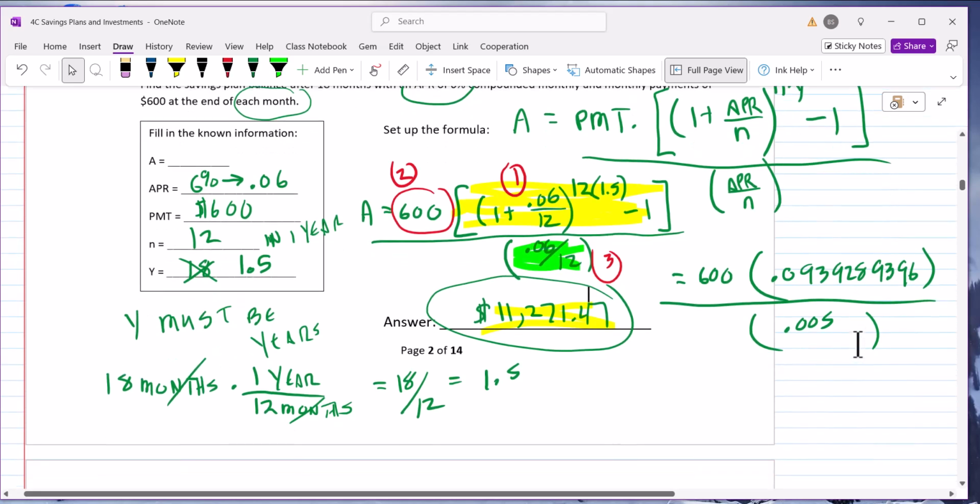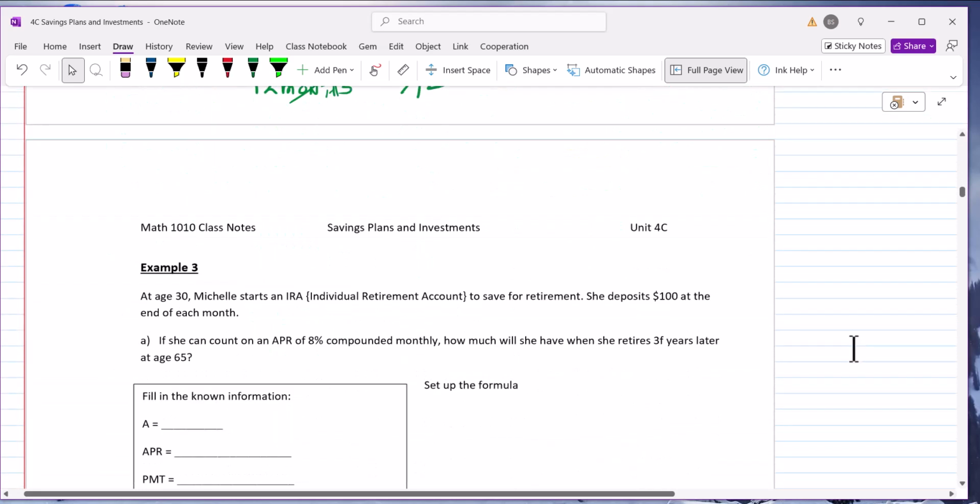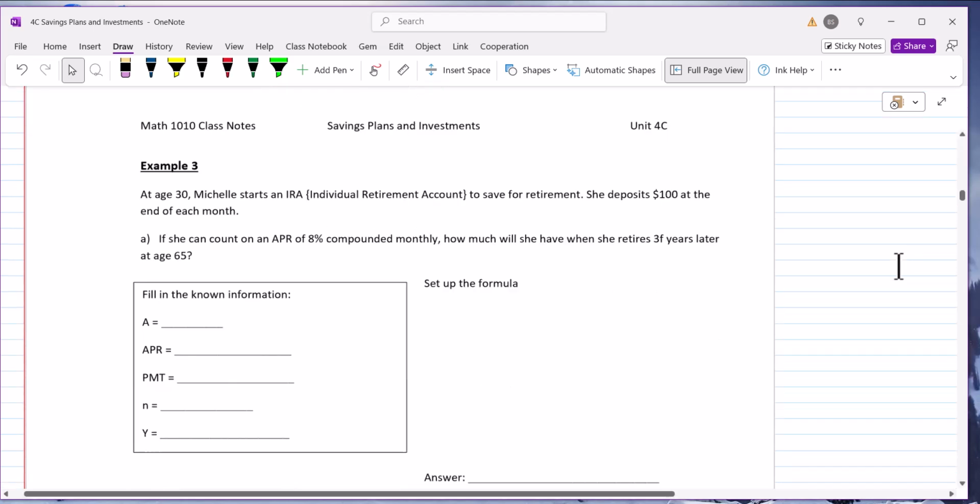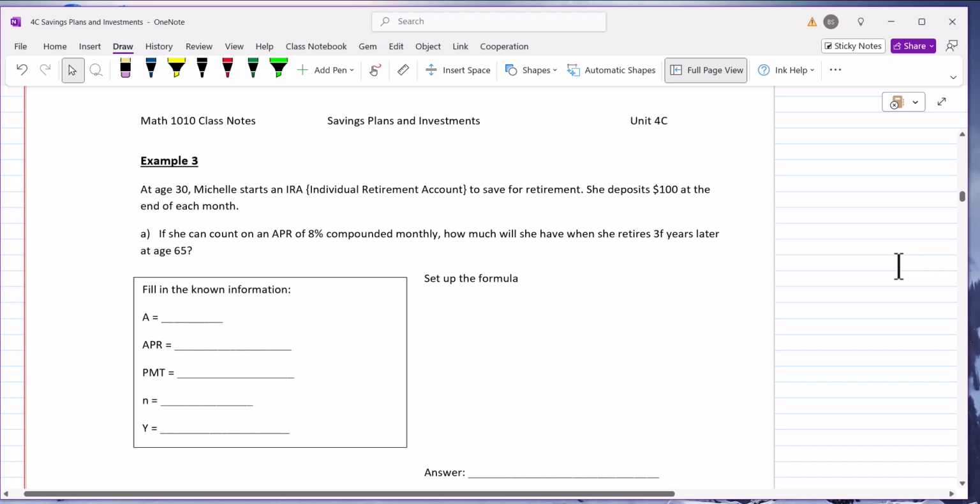One thing I see when I teach the class is a little bit of misunderstanding of how to use parenthesis keys and so forth. So let's go to the next kind of situation. If you read the problem, it says at 30, Michelle starts an IRA, which is an individual retirement account, to save for retirement. So she deposits $100 at the end of each month, and that's real important.